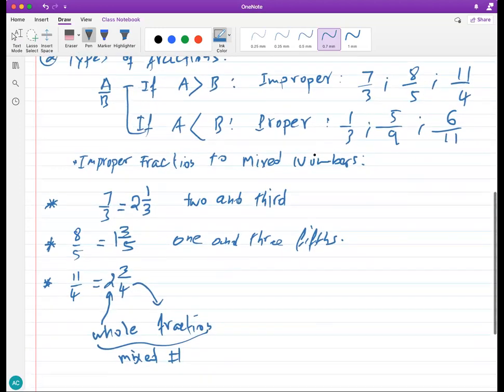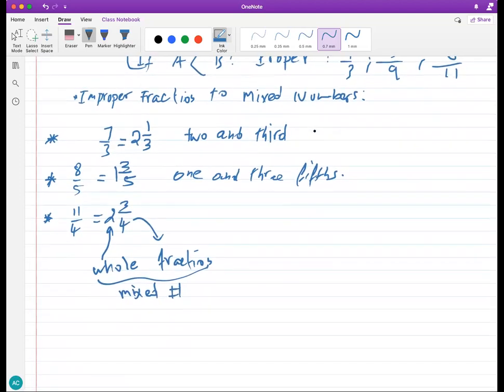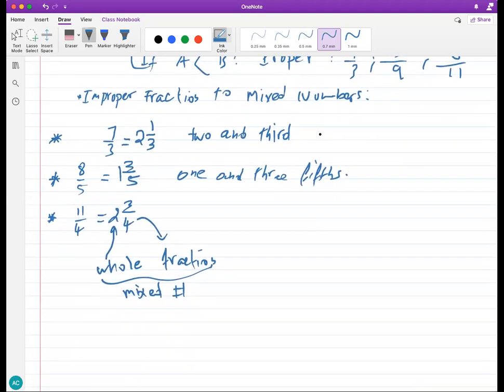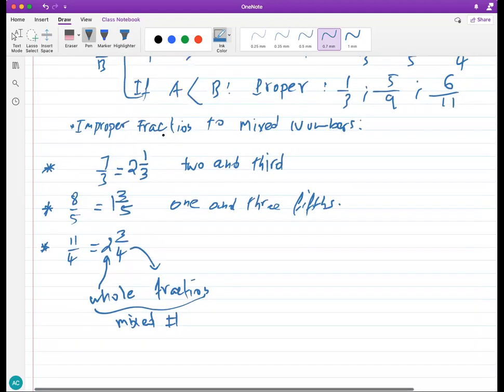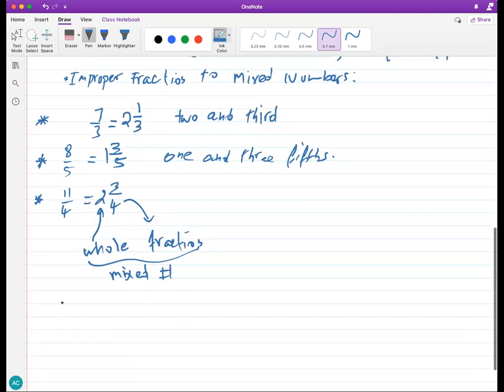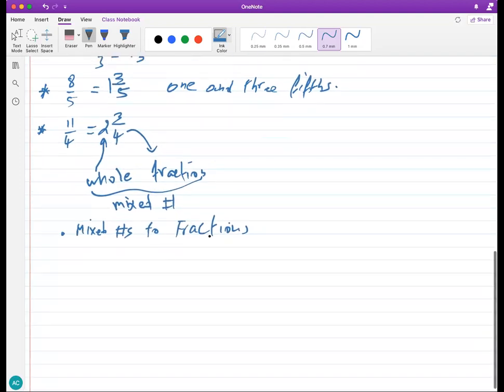All right, so types of fractions. Now let's look at the other way around. Let's see how to go back from here to here. It is possible to go backwards, so I'm going to say mixed numbers to fractions, or improper fractions specifically.